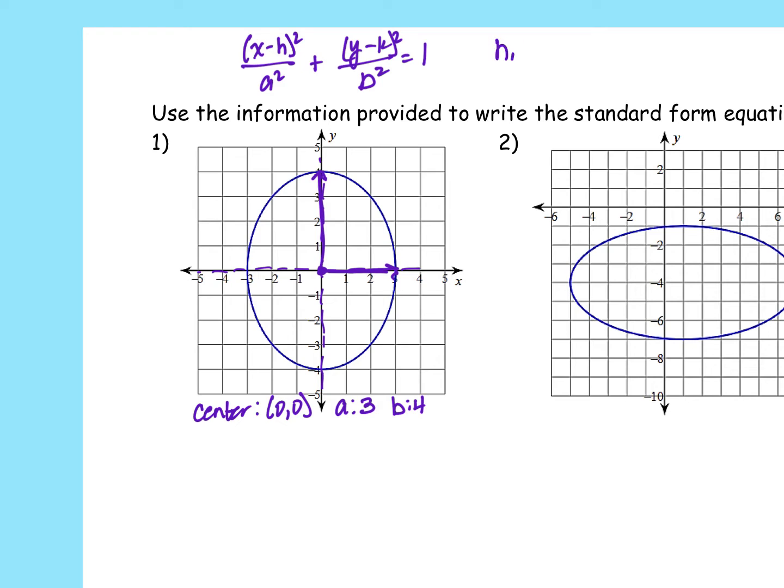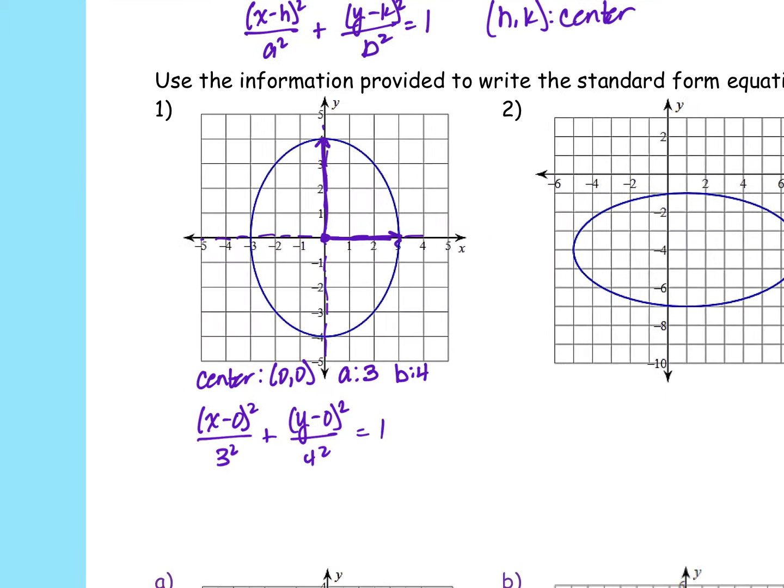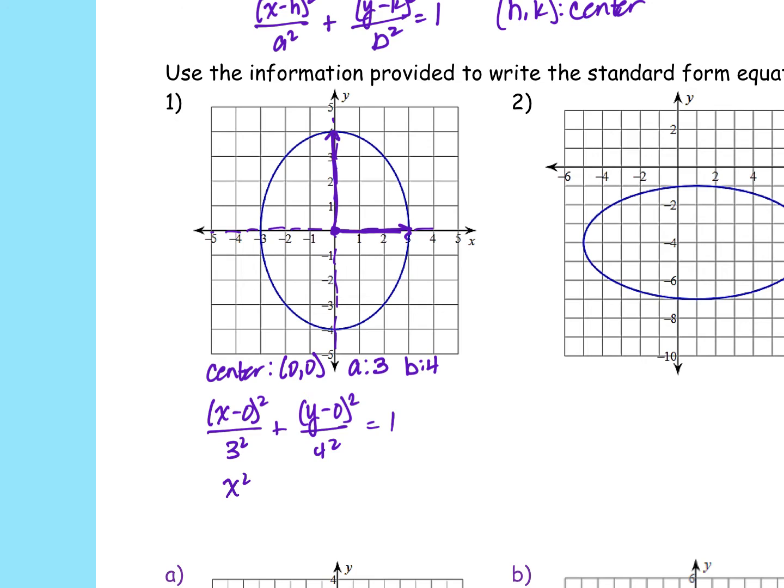Where h, k is the center, okay? So here we go. For this ellipse, I'm going to do (x minus 0) squared all over 3 squared plus (y minus 0) squared all over 4 squared equals 1. And then I'm just going to simplify it, and it should be x squared over 9 plus y squared over 16 equals 1.